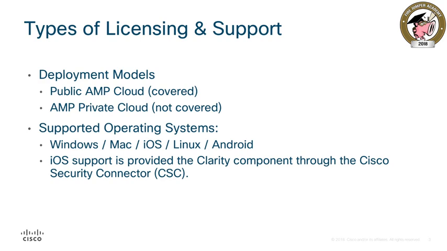AMP for Endpoints consists of two major components. The first is the web-based AMP console. This is used for administrators to configure, deploy, and manage the connectors. It is also where incident investigators and other members of the security team can view and research detection events and the device activity details collected by the AMP connectors.